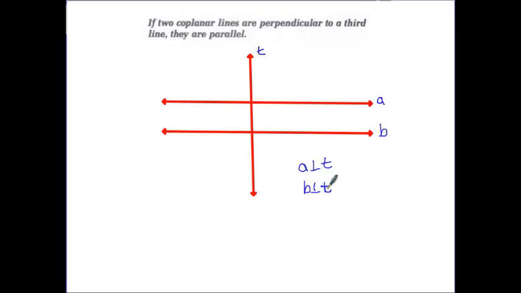So again, if we know that we have two separate lines that are perpendicular to the same line, we can then deduce that those two separate lines are parallel to each other using our theorem, which is not going to have any shortcuts. If two coplanar lines are perpendicular to a third line, they are parallel.